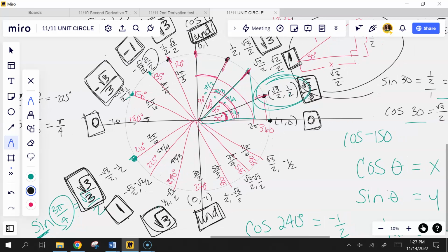Guys, all you have to do is follow the line. I'm telling you. Once you have this, seriously, cotangent's just going to be the flip of it.